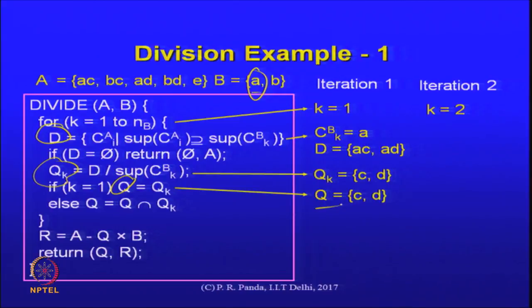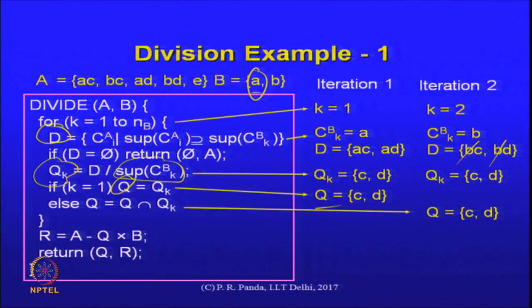Second iteration, k equals 2, I get the corresponding CBK, that is B, right. So, I would get BC and BD, all of those terms, all of those cubes of A that are divisible by B, those I would pick up. Now, when I divide that by the support set of this, I would essentially be dropping the B's and I would get CD. This CD is then intersected with whatever I had maintained earlier, and that is still CD.